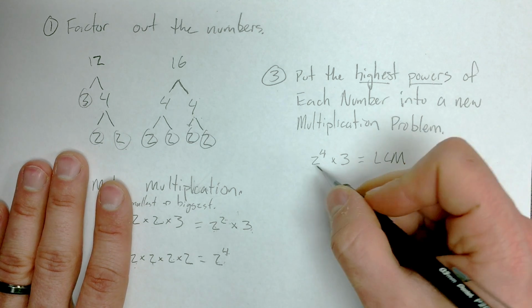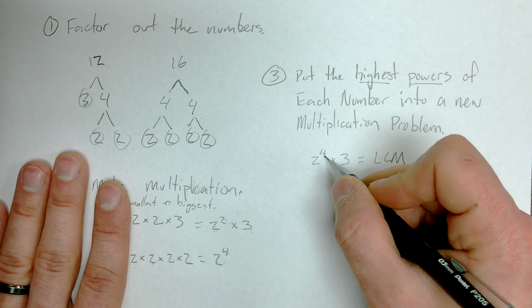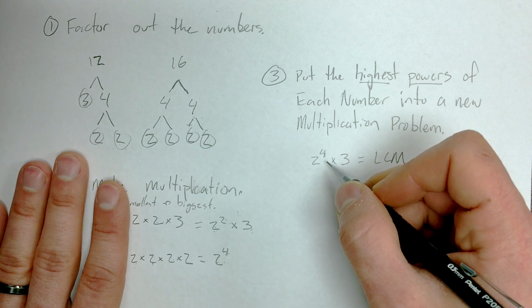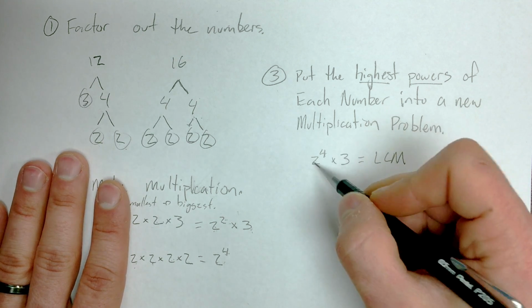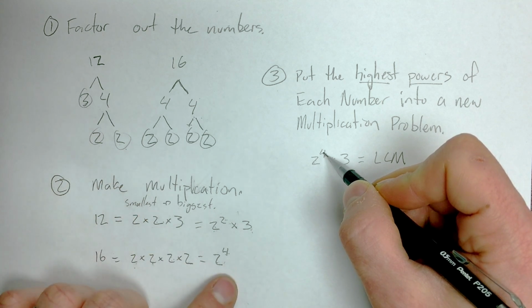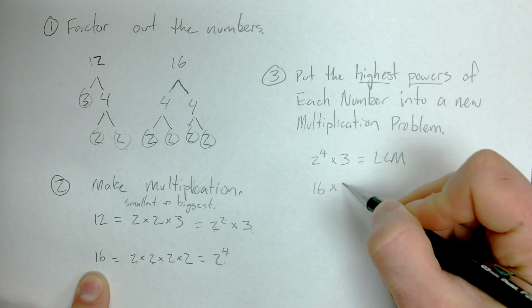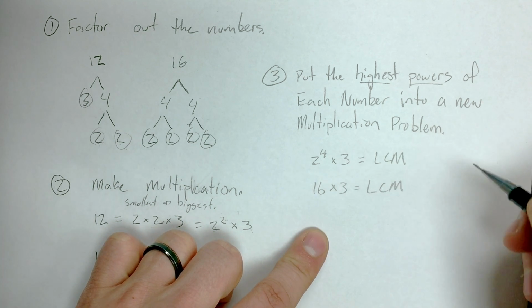All right, so what is 2 times 2 times 2 times 2? Or 2 to the power of 4. 2 to the power of 4 is, we can look back here and we could say, that's 16. 16 times 3 equals the LCM.